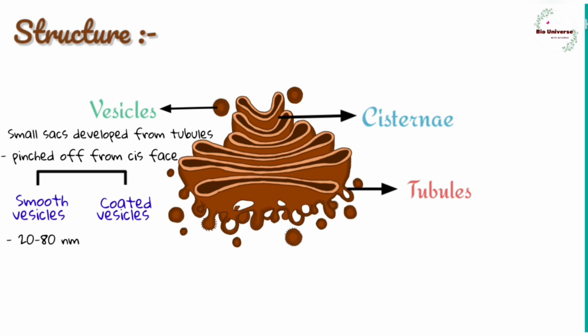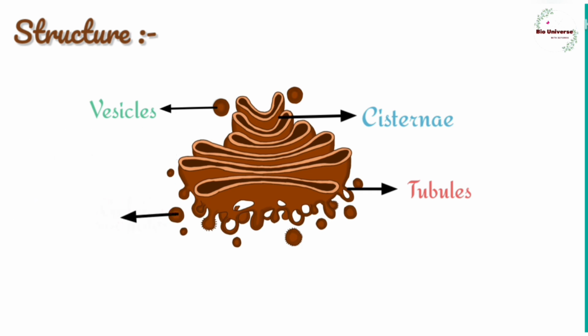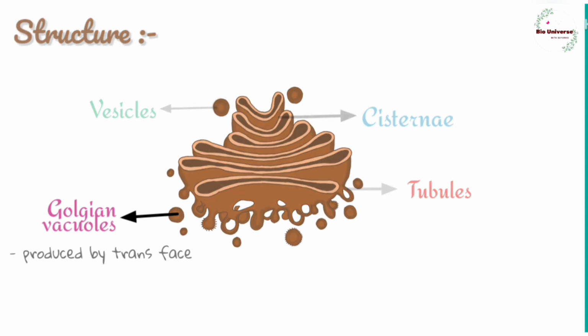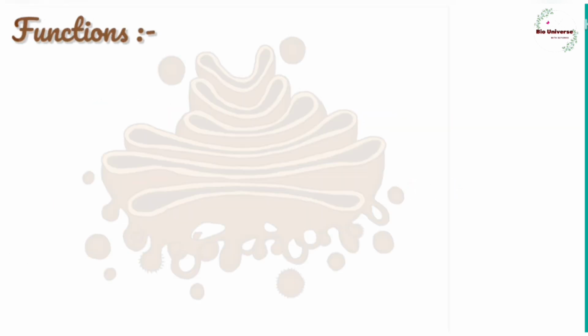Coated vesicles are covered by fine bristle-like outgrowths. They are 50 nanometers in size. Golgi vacuoles: they are large rounded vesicles or sacs which are produced by the concave maturing phase of the distal cisterna. They have amorphous or granular contents. Example: lysosomes.